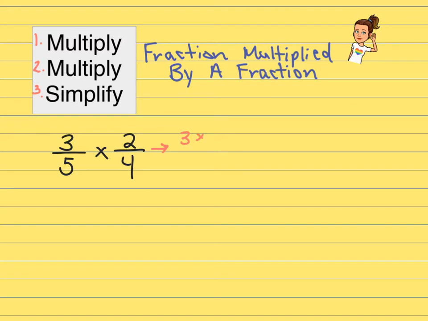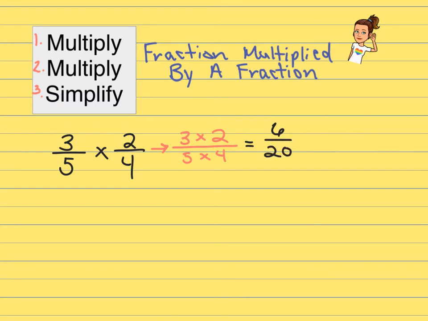We're going to multiply the numerators. That's step 1. Then we're going to multiply the denominators, and that's step 2. And then we'll write our answer. 3 times 2 equals 6, and 5 times 4 is 20.